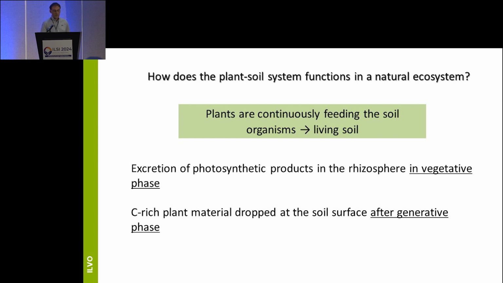So plants are continuously feeding the soil organisms, and that's the reason that we can speak about a living soil. And speaking about a living soil, you can also speak about soil health. The excretion of these photosynthetic products in the rhizosphere happens in the vegetative phase. So in the phase that the plant is fully active in photosynthesis, with green leaves, green stalks.